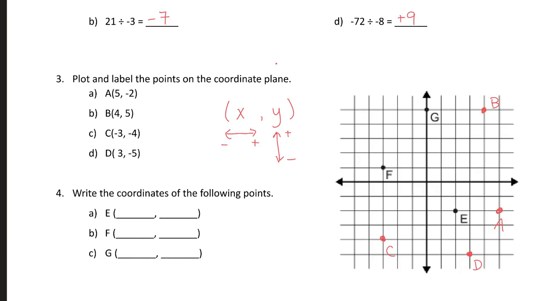All right, for question number 4, we're writing the coordinates of each point. So let's first find E. E is right here. Okay, so if we're starting at the origin, to get to point E, we know we'd have to go to the right 2. So I know that my x value is going to be positive 2. And then I go down 2, so my y value is going to be -2.